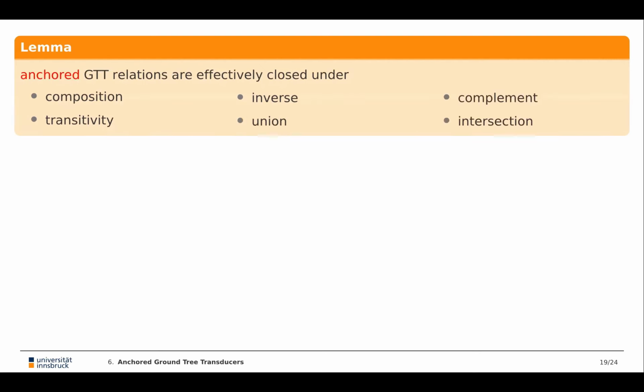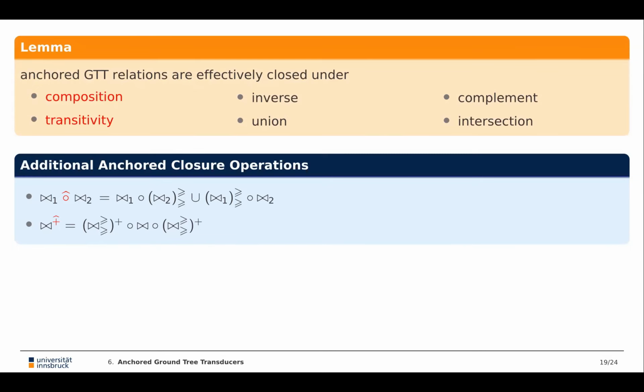However, the anchored GTT relations that we introduce have even better closure properties. Here, in addition, they have union, complement, and intersection. We also use two modified versions of composition and transitivity for anchored GTTs. The details are not so important here and can be read up in the paper, but essentially these commutation and transitivity operations involve context closures as well, but this is not so important for the moment.